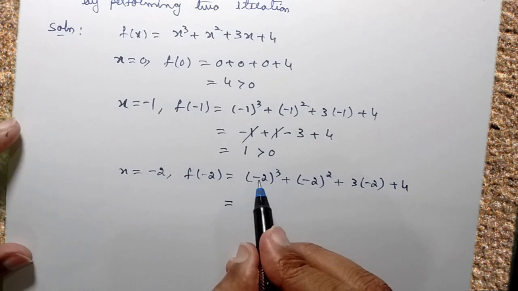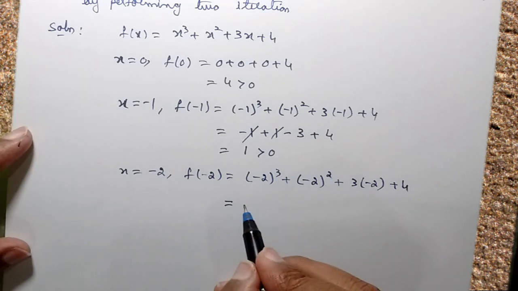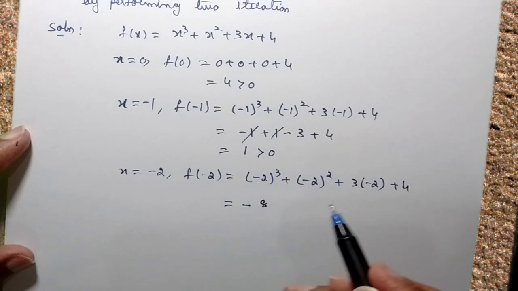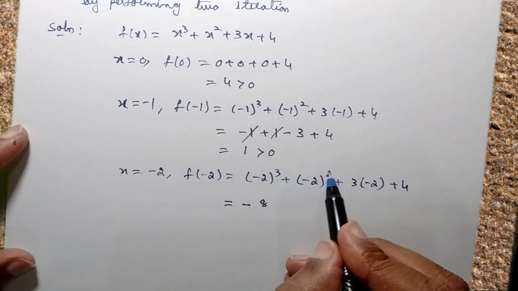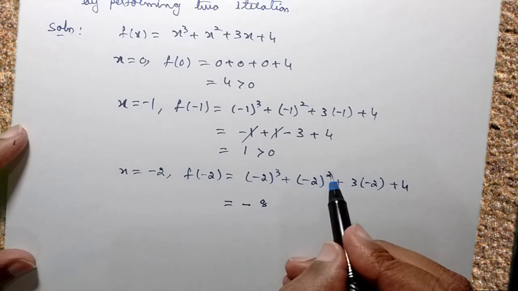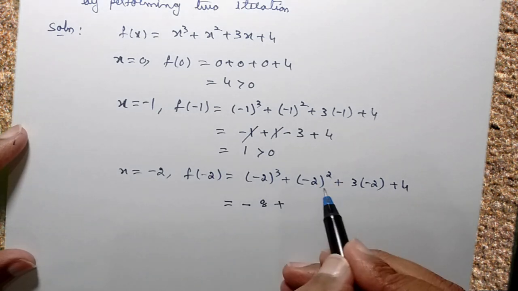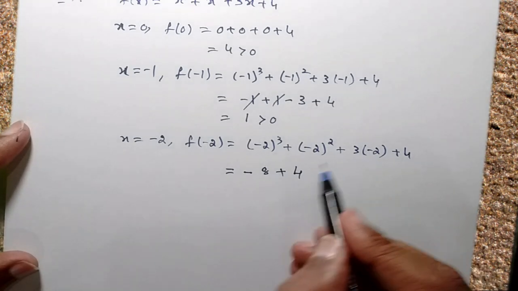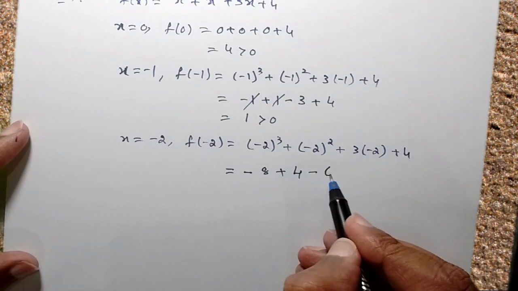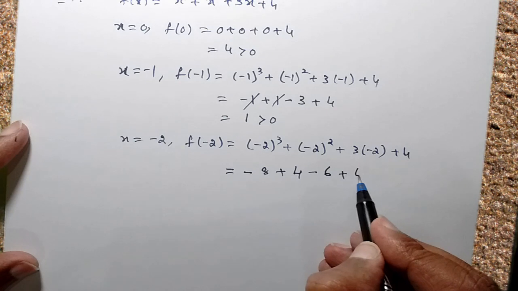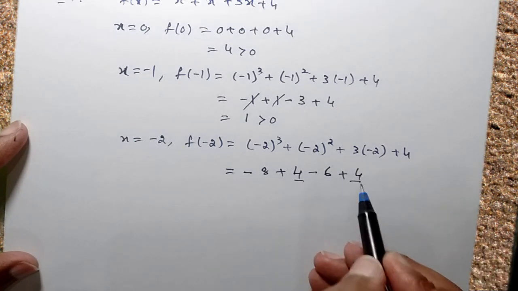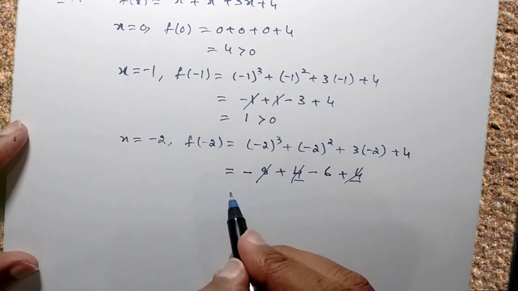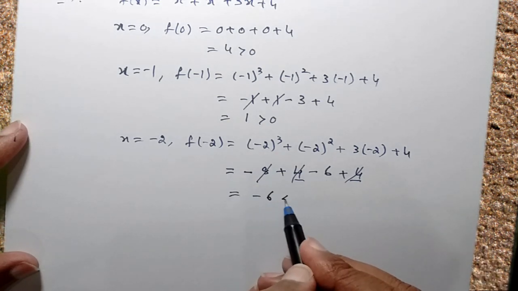Whenever you have negative to the odd power, the value will be negative itself. So 2 cube will be 8. Here you are having negative to the even power, and whenever you have negative to the even power, it will be positive. 2 square will become 4. This plus into minus is minus. 3 times 2 will be 6. And last term plus 4. 4 plus 4 is 8. Minus 8 and 8 will cancel out. And what is left out? Minus 6. This is a negative value.